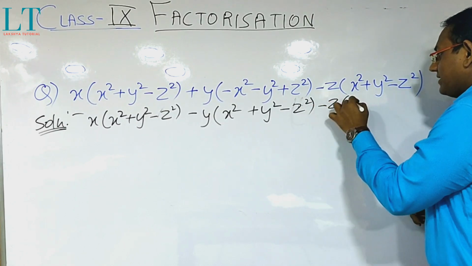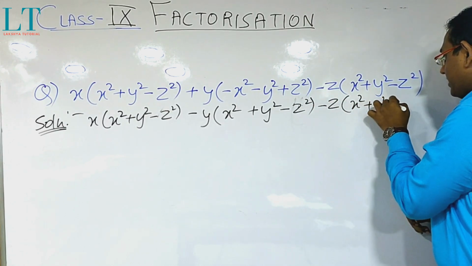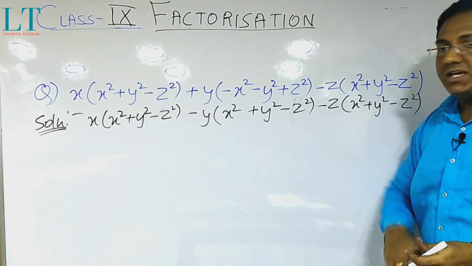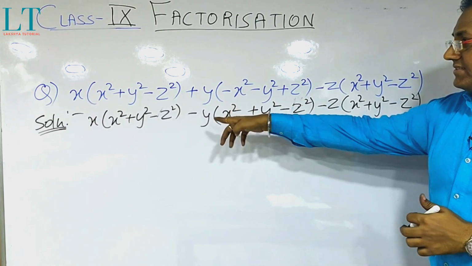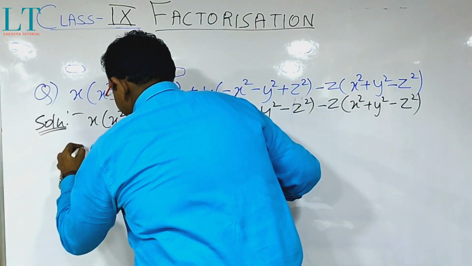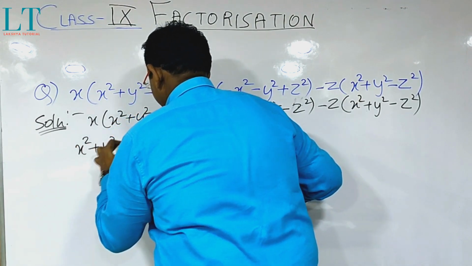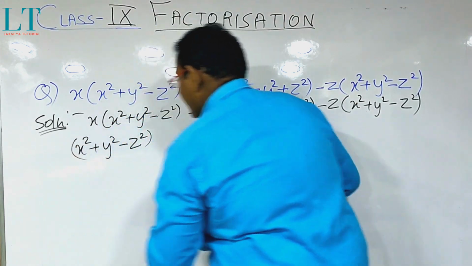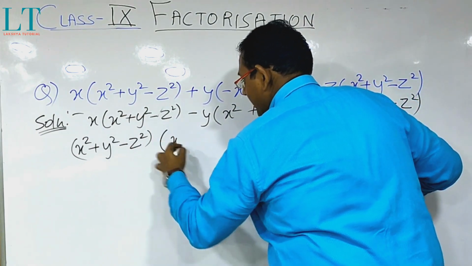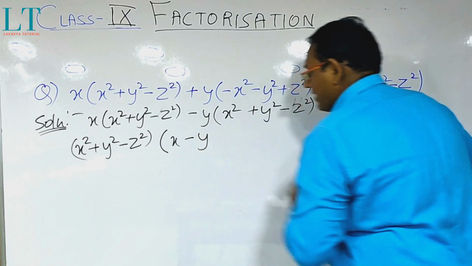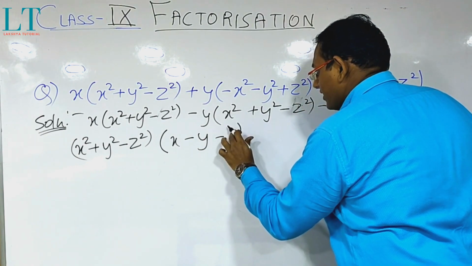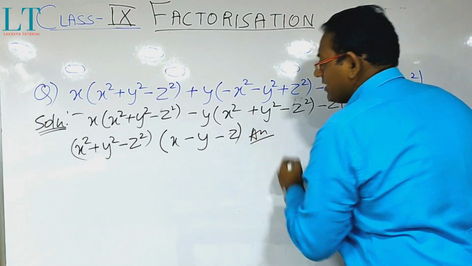Similarly, minus z, x square plus y square minus z square. So we are getting the same expression in all the three terms, that is x square plus y square minus z square. Now the next thing is to take that entire expression common. So we are getting x square plus y square minus z square common. From the first term we will get x, from the second one we will get minus y, and from the third one we will get minus z over here. So this is your answer.